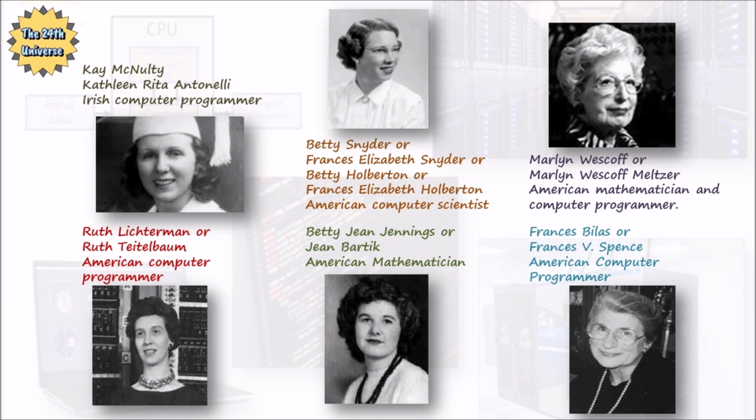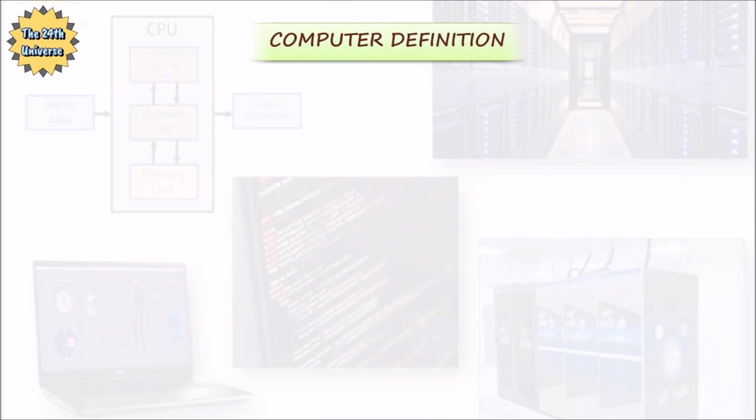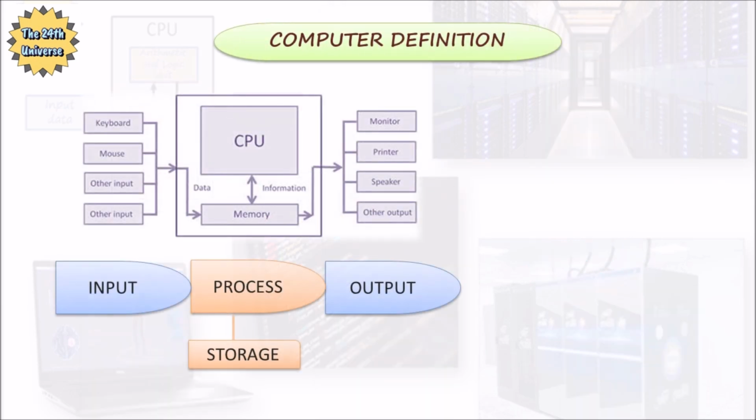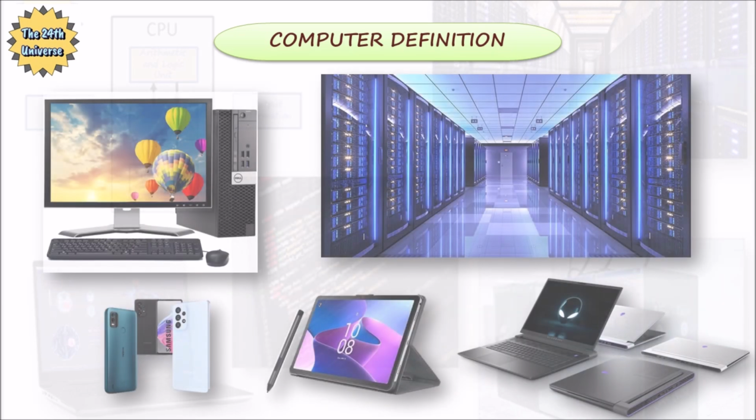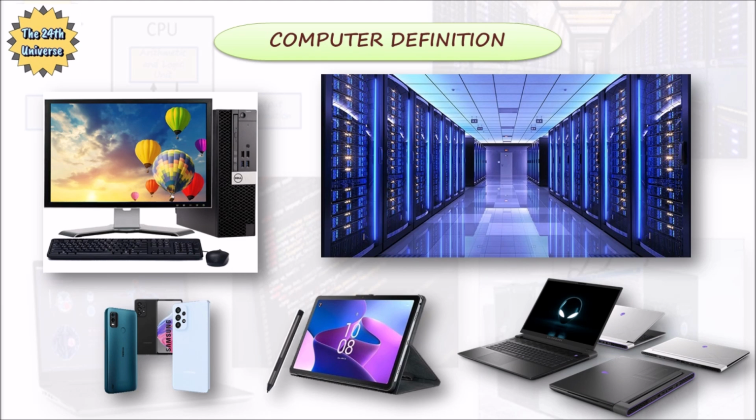As the computers evolved, there were changes in the computer definition as well. So, in general, how can we define a computer? A computer is an electronic device that accepts raw data in binary form, processes it according to the instructions, that is, it performs arithmetic and logic operations, and produces the desired result. If required, it also stores information in a storage device. Examples include desktop computers, laptops, smartphones, supercomputers, tablets, etc.